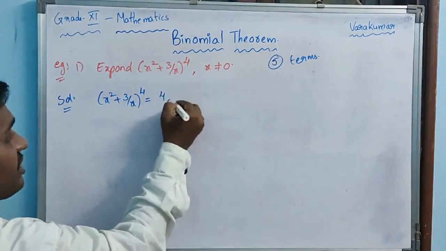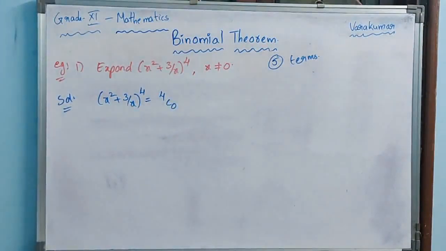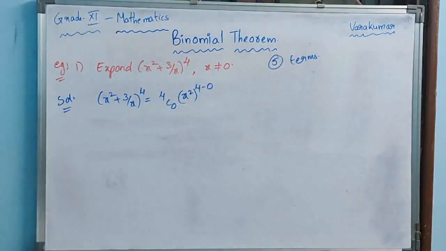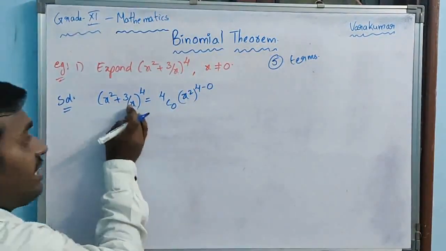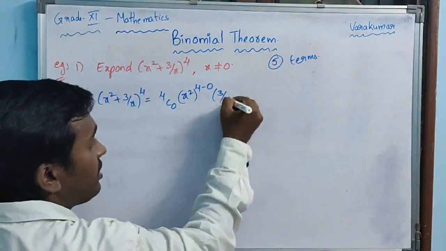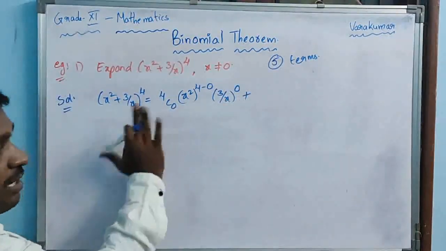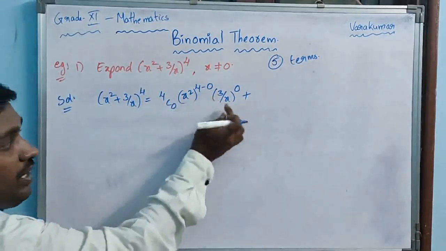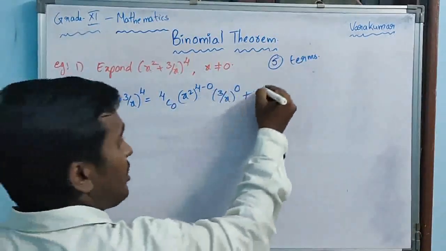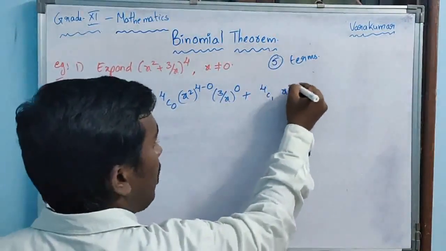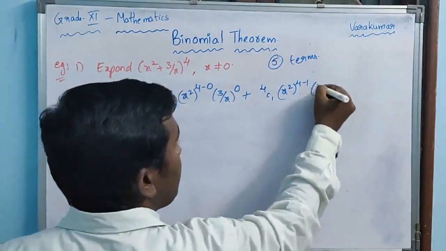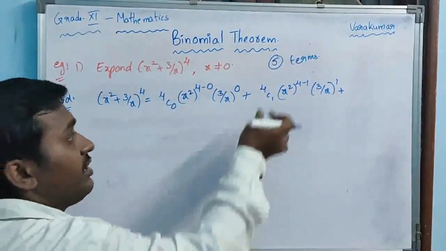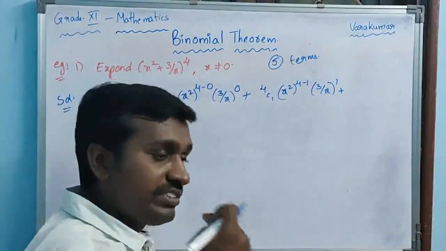So first start with 4c0, then I can write x² whole power 4 minus 0. And the second term is (3/x) whole power 0. So the first term is completed: 4c0 (x²)^(4−0) (3/x)^0. And next one, 4c1 (x²)^(4−1) (3/x)^1. Clear? See, it has only 5 terms, right?